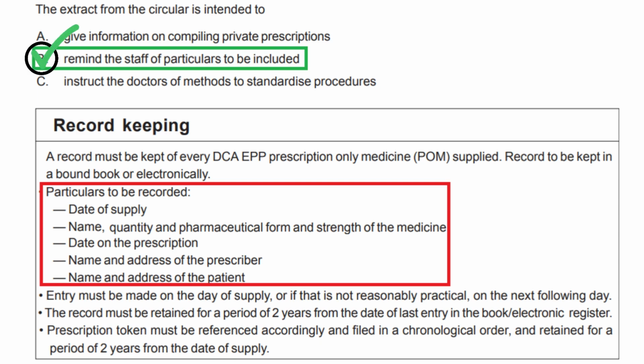In summary, the correct option is B because the paragraph reminds the staff of the particulars they need to include when keeping records of prescriptions. Options A and C are incorrect because they either go beyond the scope of the paragraph or do not align with the information provided.